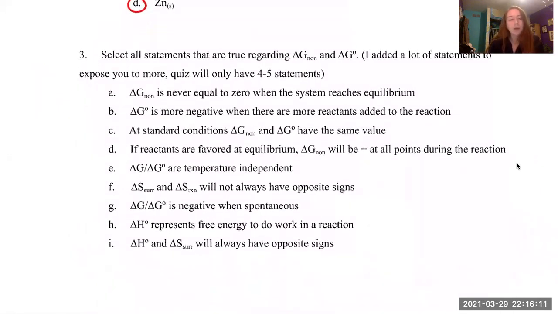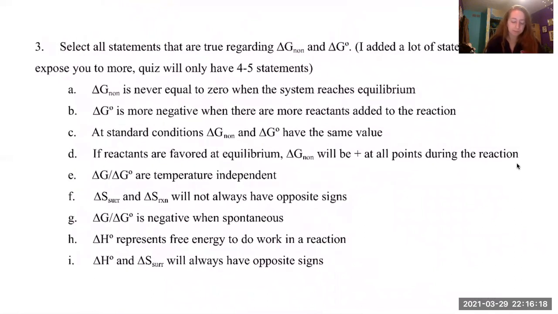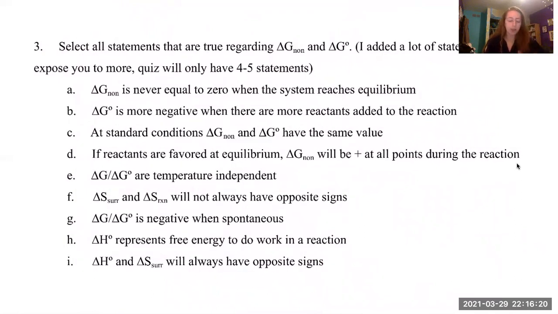Okay, so now we're going to be looking at a few conceptual problems. And so the first one is saying, and we just have to label which one is true. So the first one is saying delta G non-standard is never equal to 0 when the system reaches equilibrium. Okay, so this is going to be false because delta G non-standard can't really tell us about equilibrium directly, right? Only delta G standard can tell us directly about equilibrium. So that's why we can't trust the first one.